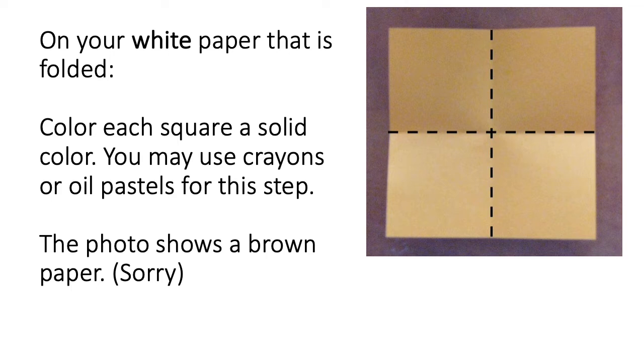The photo shows a brown piece of paper. I'm sorry about that, but I didn't have an image of a white piece of paper. But you're going to take your paper and fold it in half, and then fold it in half again to have 4 equal squares. When you're done with this, you're going to color each square a different color. You're going to use 1 color in each square. You decide what colors you want to use, but remember, pop art is bright. When you're finished, each square should be colored.